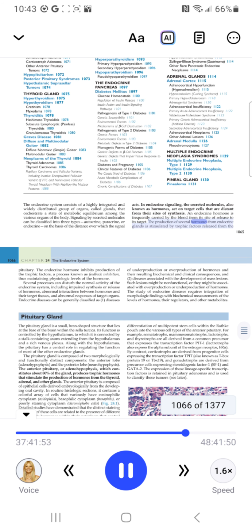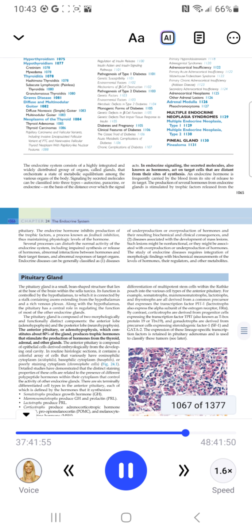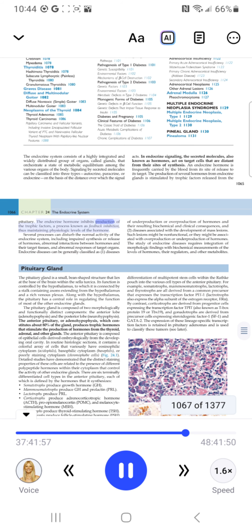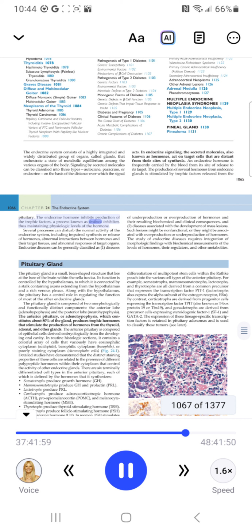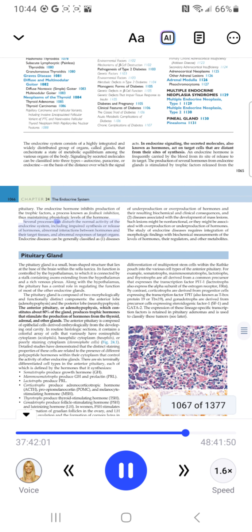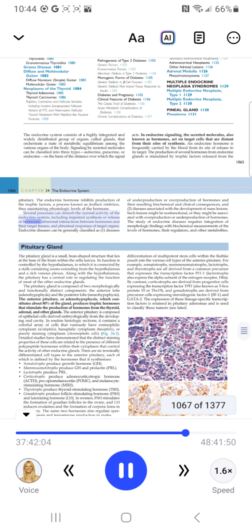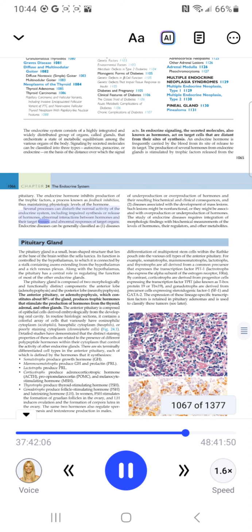The production of several hormones from endocrine glands is stimulated by trophic factors released from the pituitary. The endocrine hormone inhibits production of the trophic factors, a process known as feedback inhibition, thus maintaining physiologic levels of the hormone. Several processes can disturb the normal activity of the endocrine system, including impaired synthesis or release of hormones, abnormal interactions between hormones and their target tissues, and abnormal responses of target organs.